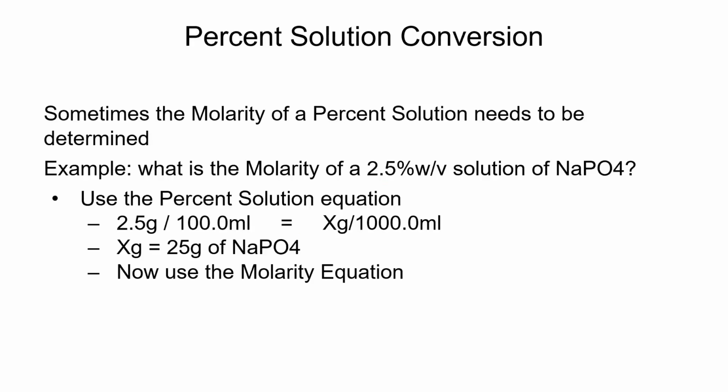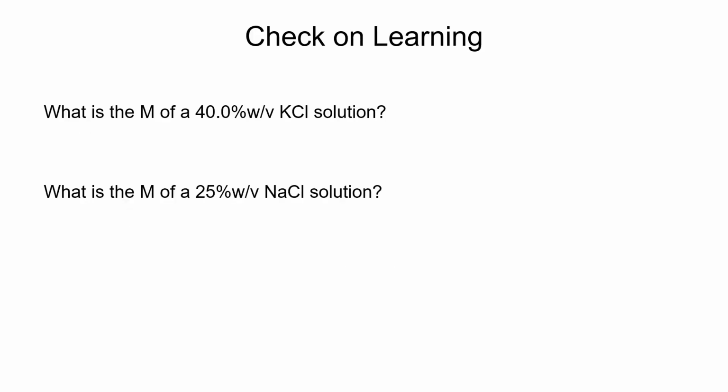Sometimes the molarity of a percent solution needs to be determined. For example, what is the molarity of a 2.5% weight to volume solution of sodium phosphate? You'd use the percent solution equation to get to the mass, and then once you have the mass, you would use the molarity equation. So what is the molarity of a 40% weight to volume potassium chloride solution? Well, a 40% weight to volume potassium chloride solution is talking about 40 grams in 100 mils.